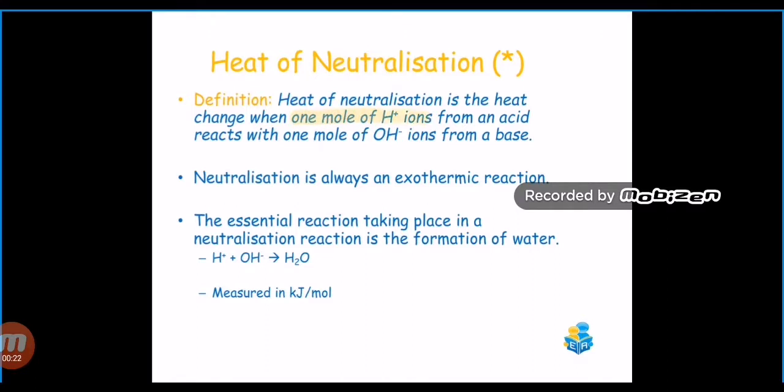mole of H plus ions from an acid react with 1 mole of OH minus ions from a base. Heat of neutralization will always be an exothermic reaction, so again that means delta H is negative. That's a similarity with properties of heat of combustion. The essential reaction taking place in a neutralization reaction is actually the formation of water, where the hydrogen ion combines with the hydroxide ion to form water, and heat of neutralization is measured in kilojoules per mole.